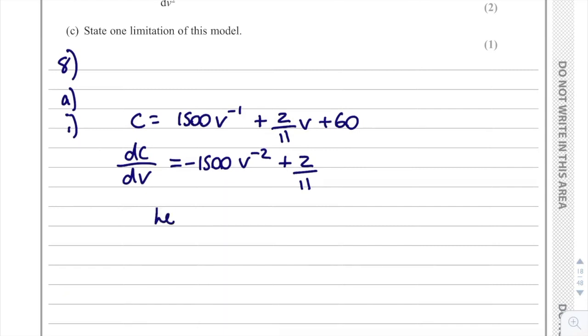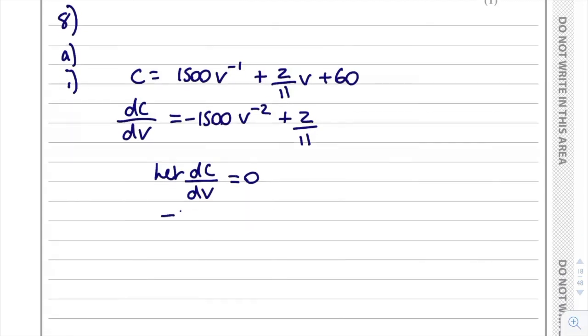Now we say let dc by dv equal 0. So we get minus 1500 v to the power minus 2 plus 2 over 11 equals 0. I can then add 1500 v to the power minus 2 to both sides.